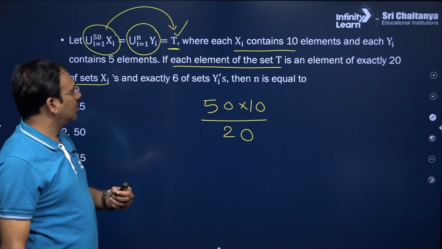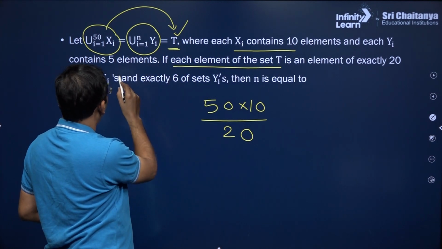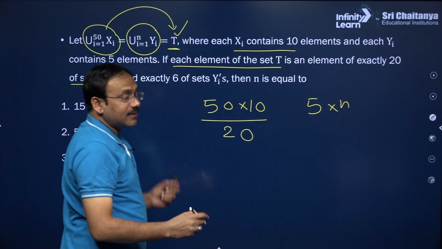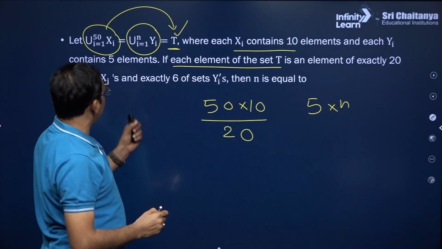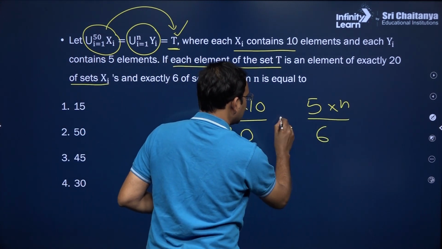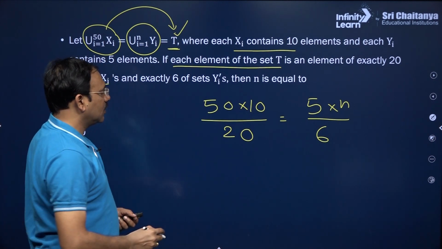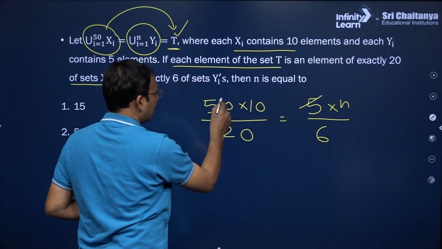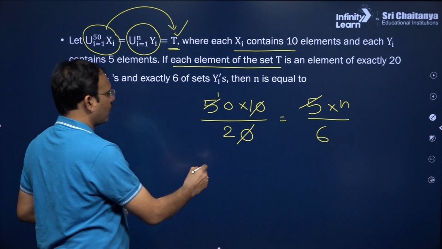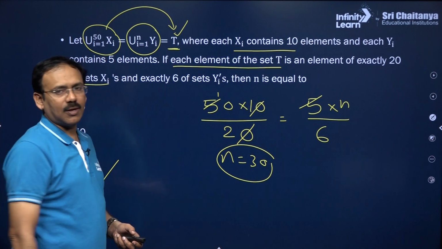Then next, the same logic for the second set. Each Yi contains 5 elements, there are n such sets and their union is again T, where each element is repeated in exactly 6 of the Yi's, so 5n by 6. Both these expressions represent the number of elements in T, so they are equal, my dear friends. So you can say 5 10 times, so 0 can be cancelled, you can say 10 by 2 is 5, n is equal to 30. 30 is the answer, my dear friends, fourth option.